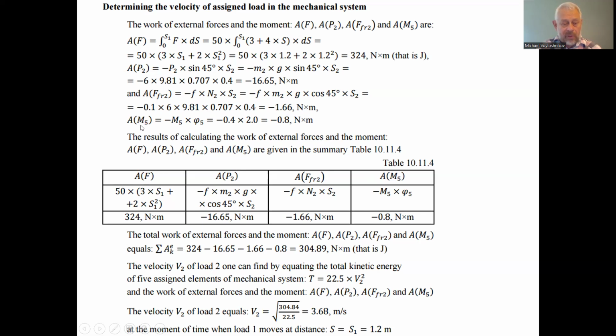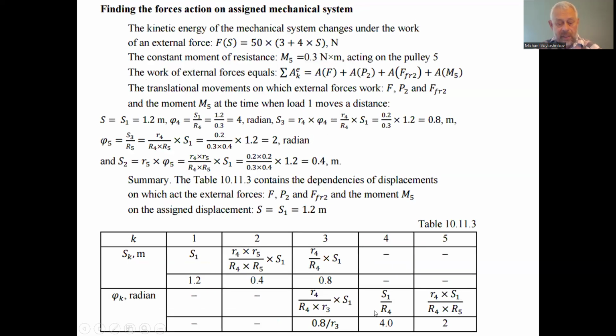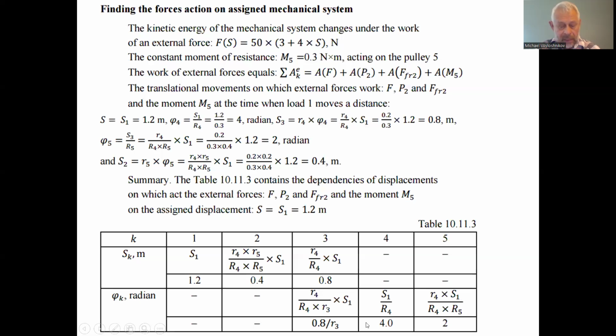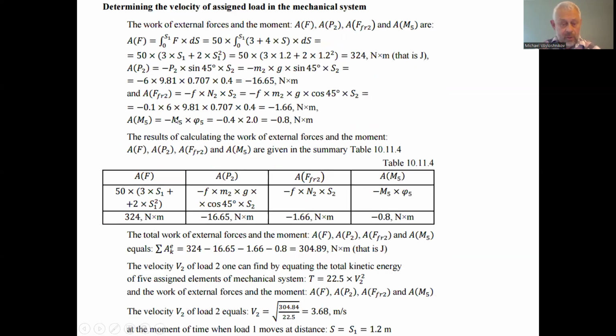And the work of the moment of resistance acting on the fifth pulley is minus this moment of resistance multiplied by the angle of rotation of the fifth pulley. We got this angle of rotation of the fifth pulley: it is 2 radians, when the translational motion of the first load is 1.2 meters. So we multiply the assigned magnitude of the moment of resistance by the angle, and we can find that the work of the moment of resistance of the fifth pulley equals minus 0.8 newton meters.